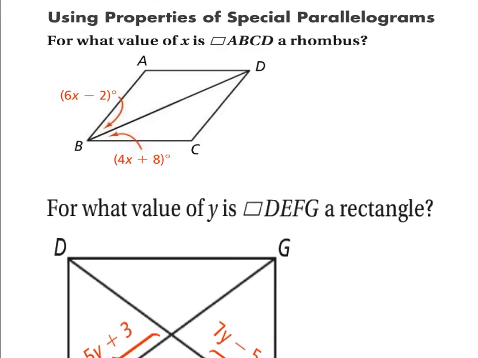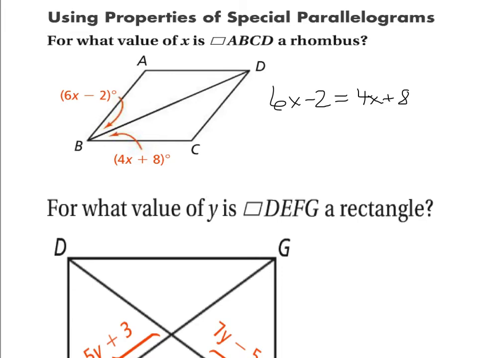Okay, as we look at a couple more examples here now, it says using properties of special parallelograms, for what value of x is parallelogram ABCD a rhombus? Well, in order for this to be a rhombus, you have to know that the diagonal has to bisect the angle B. So in other words, I would know that 6x minus 2 has to equal 4x plus 8. Those two angles have to be equal to each other.